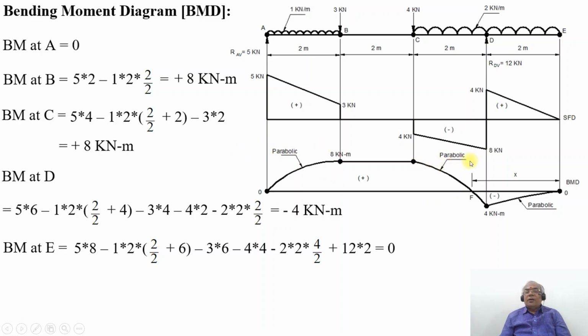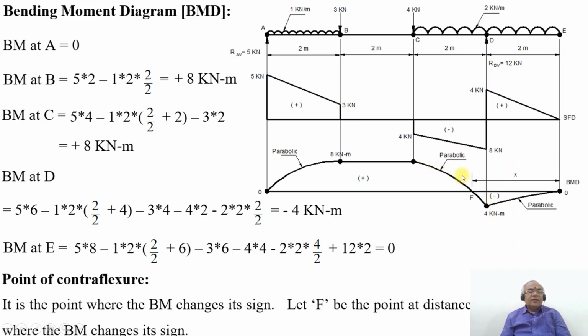So now we have the point of contraflexure. What is the point of contraflexure? It is the point where the bending moment changes its sign from positive to negative. Let F be the point at a distance of x meters from E, where the bending moment changes its sign.